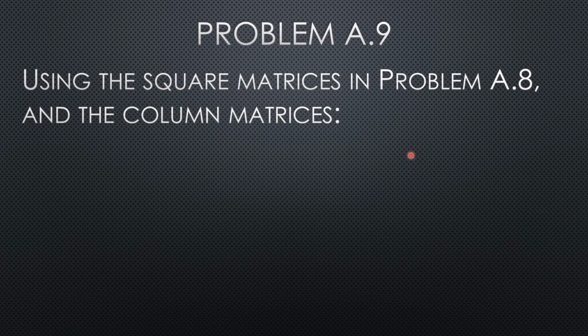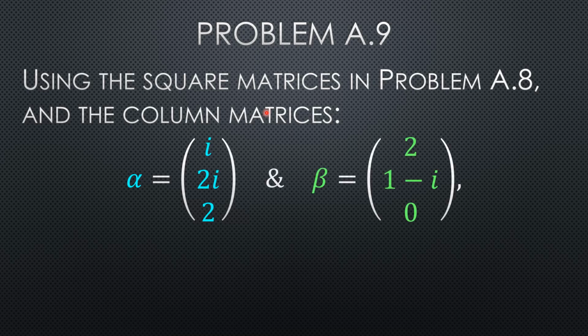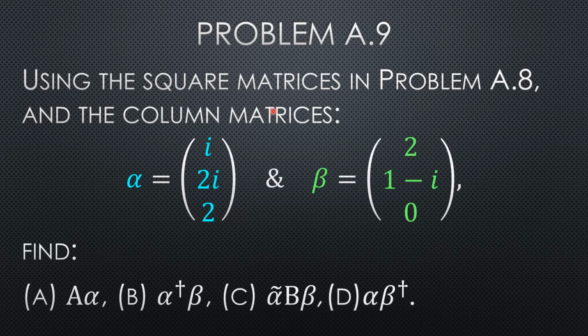So in problem 8.9, using the square matrices in problem 8.8, so the last question, and the column matrices alpha and beta, we are tasked with finding a variety of products: A alpha, alpha dagger beta, alpha transpose B beta, and then alpha beta dagger. Pretty interesting, and we'll see why all of these run their course. We've seen A and B time and time again throughout the quantum mechanics class, and this one looks like a projection operator, so it definitely plays a role too.